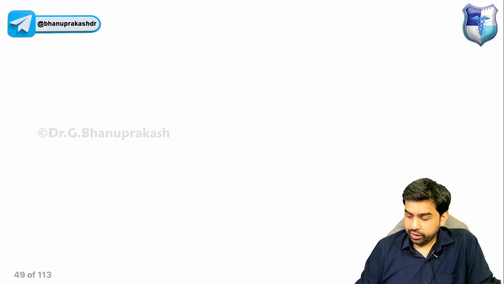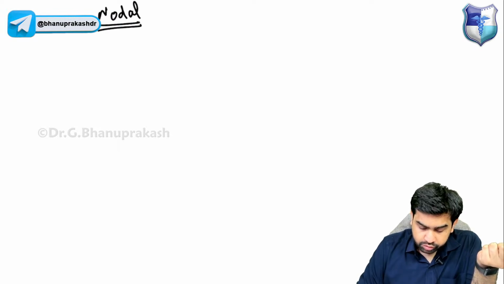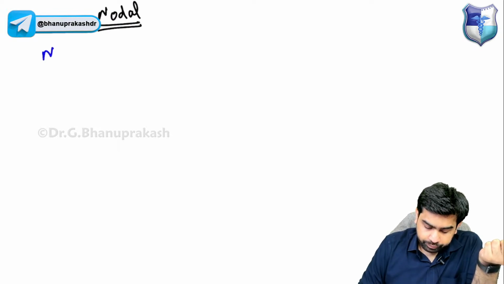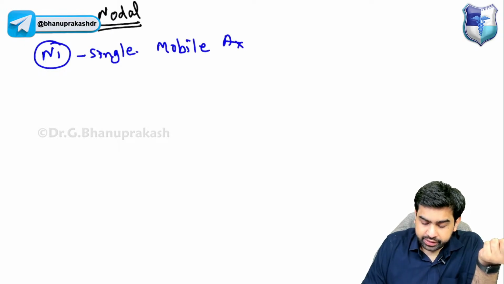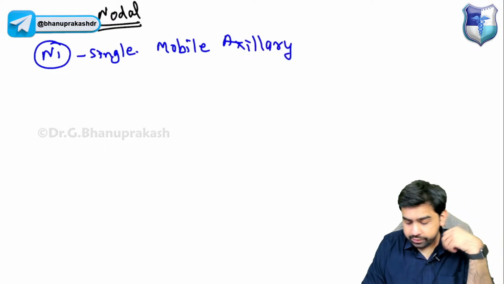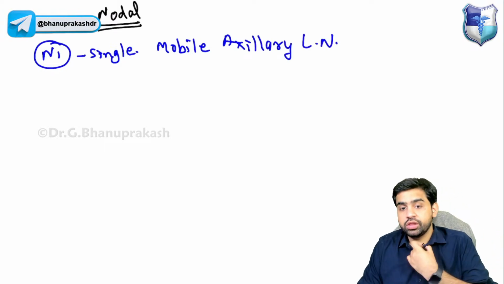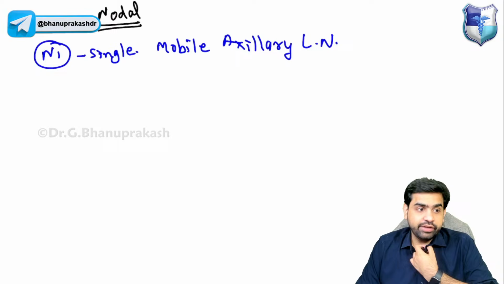Okay, now let's talk about the N stage. So what is the nodal stage for these patients? Nodal stages, so please try to understand. This is N1. What is N1? N1 is a single, mobile axillary lymph node. So the single mobile axillary lymph node is what is basically the N1.